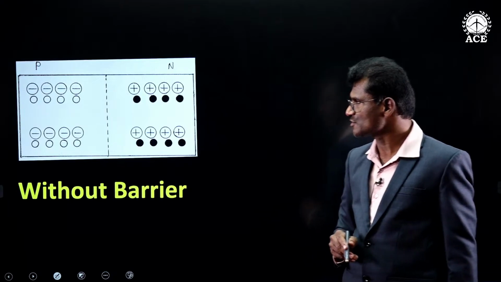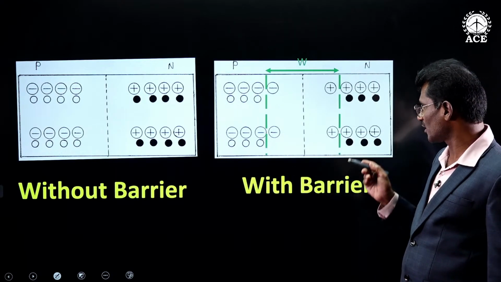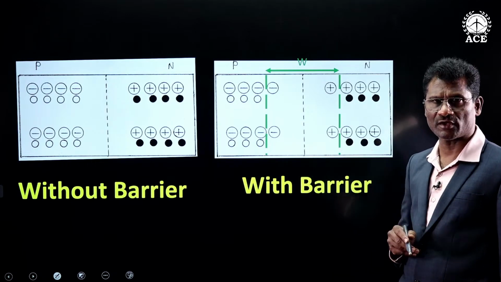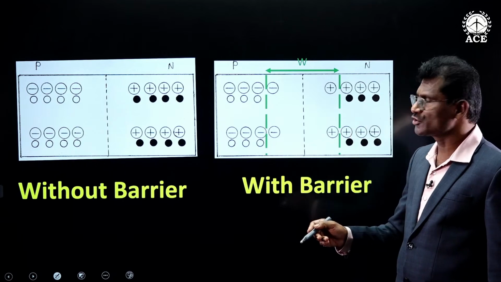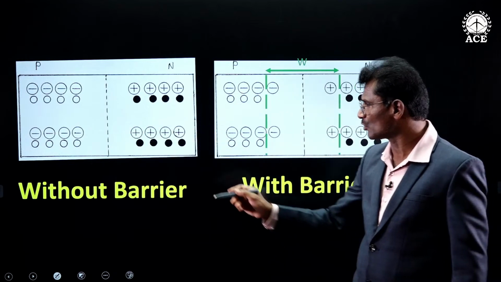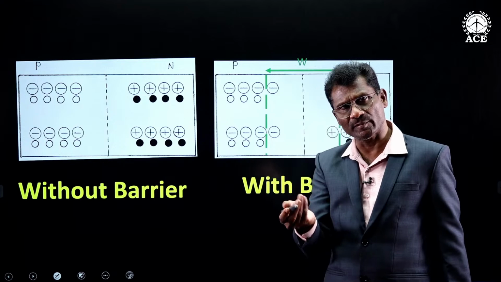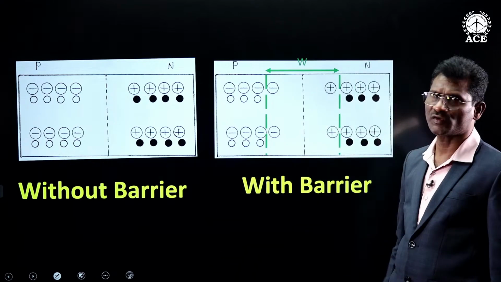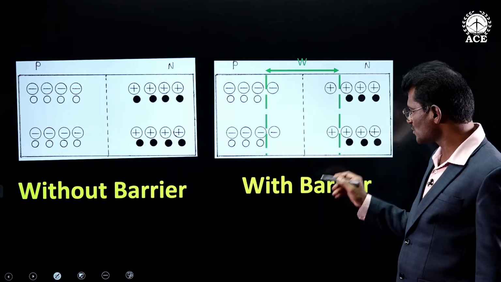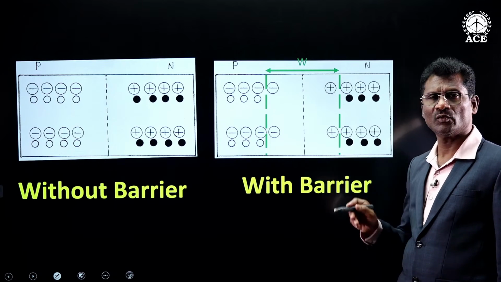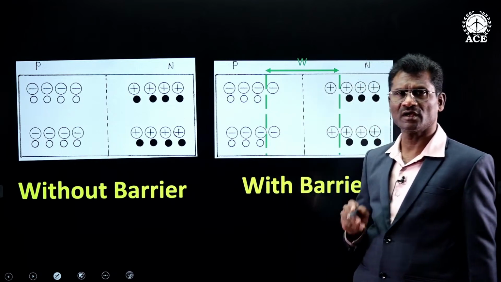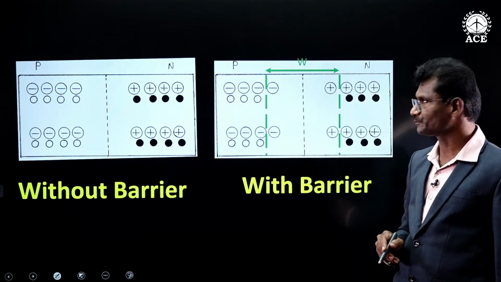Now this diagram is for without barrier and this diagram is with barrier. So when we consider an open circuited diode, assume that just then this doping process got completed, then it looks in this fashion. The very next moment it looks in this fashion. So any practical diode in this world is of type with barrier only. So this is how barrier formation occurs in an open circuited diode.